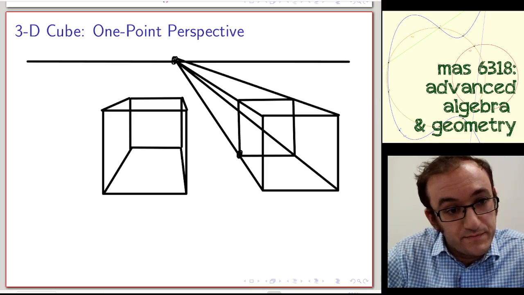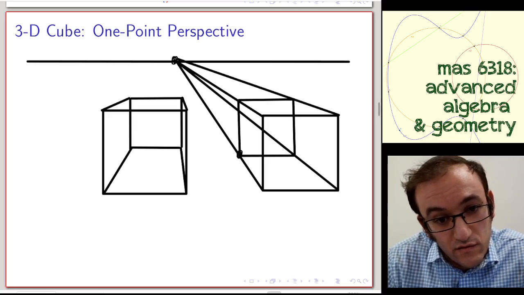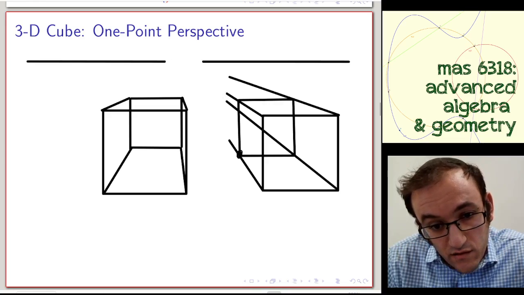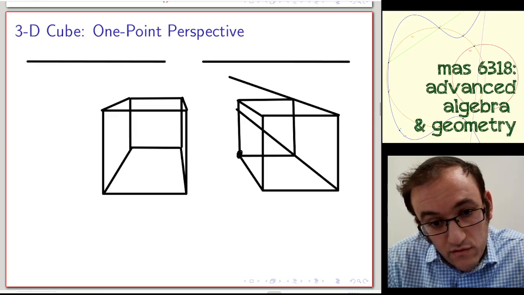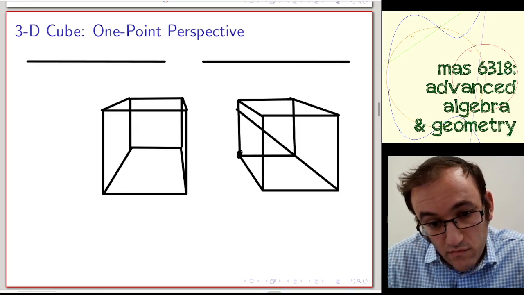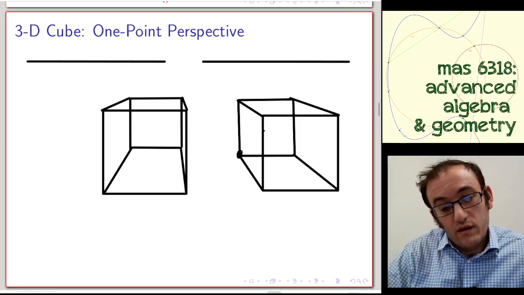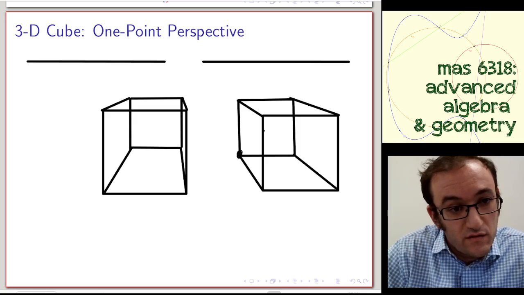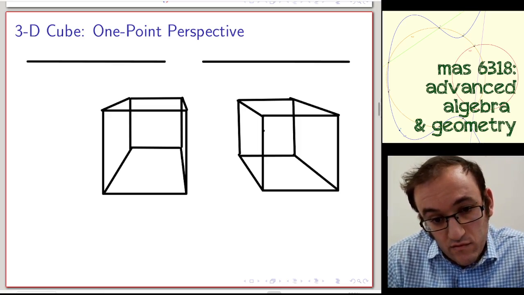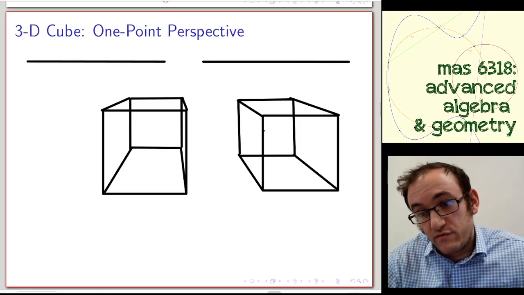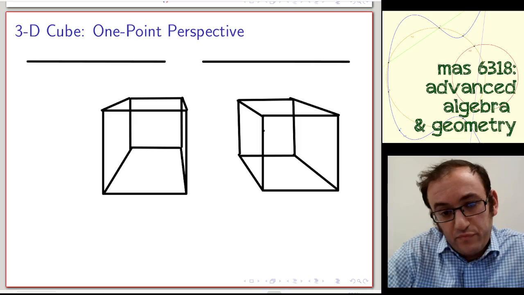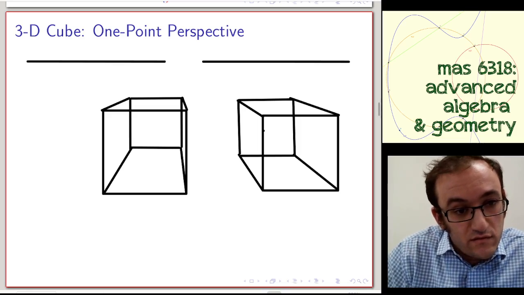Okay, and again, we've got some erasing to do. Okay, I think that's a pretty good job. And so here we have another cube drawn in perspective from a single point. Okay, and let's get rid of this.